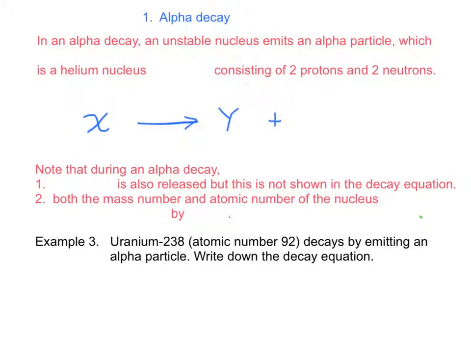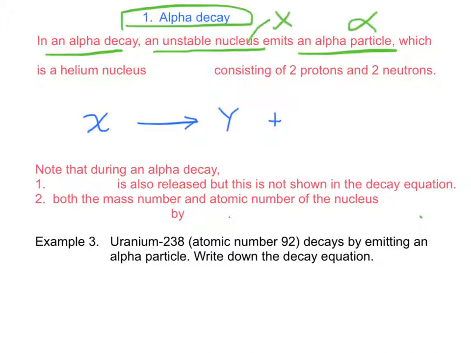There are 3 kinds of radioactive decay. The first one is alpha decay. In an alpha decay, an unstable nucleus X emits an alpha particle, which is a helium nucleus consisting of 2 protons and 2 neutrons.